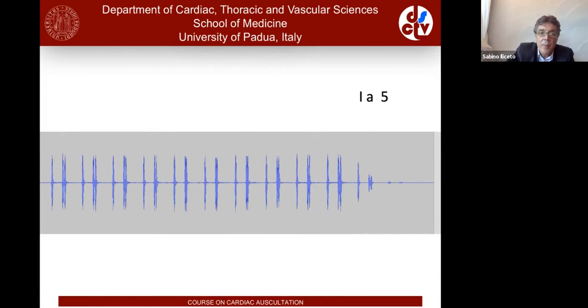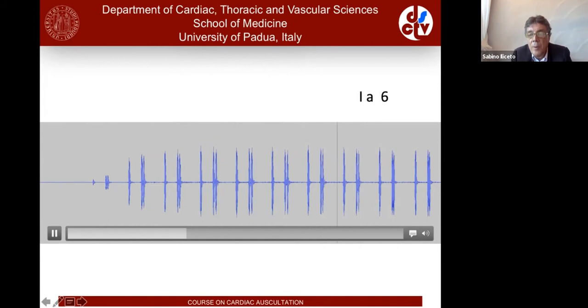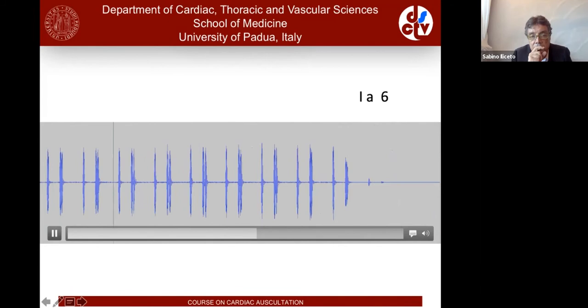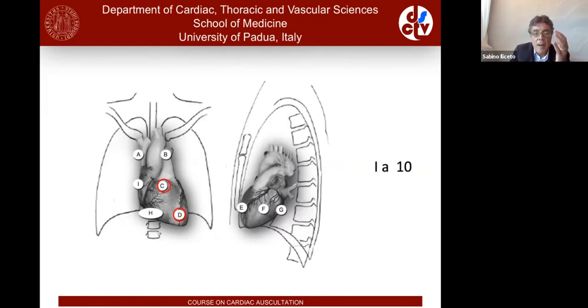Now, another example of splitting, normal splitting, splitting, splitting, single, split it again. Single.